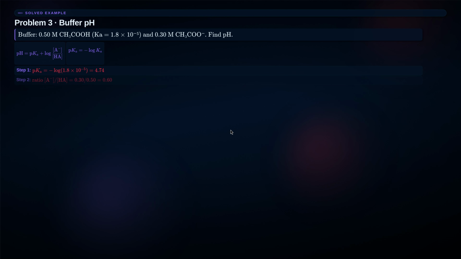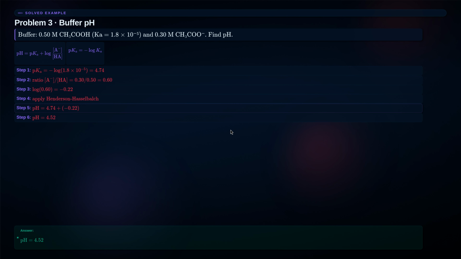Problem 3. A buffer contains 0.50 M acetic acid, Ka 1.8 times 10 to the minus 5, and 0.30 M sodium acetate. What is the pH? Step 1. pKa equals negative log of 1.8 times 10 to the minus 5, which equals 4.74. Step 2. Henderson-Hasselbalch. pH equals pKa plus log of acetate over acetic acid, which is 0.30 divided by 0.50, which equals 0.60. Log of 0.60 equals negative 0.22.